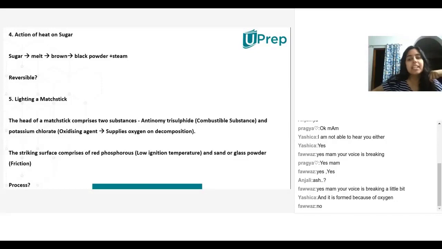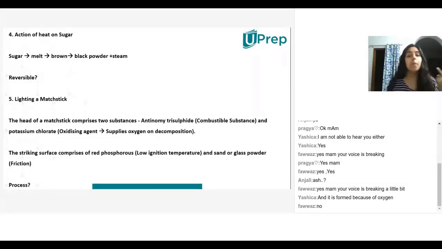Antimony trisulfide is a chemical. It is present inside the head of that matchstick.